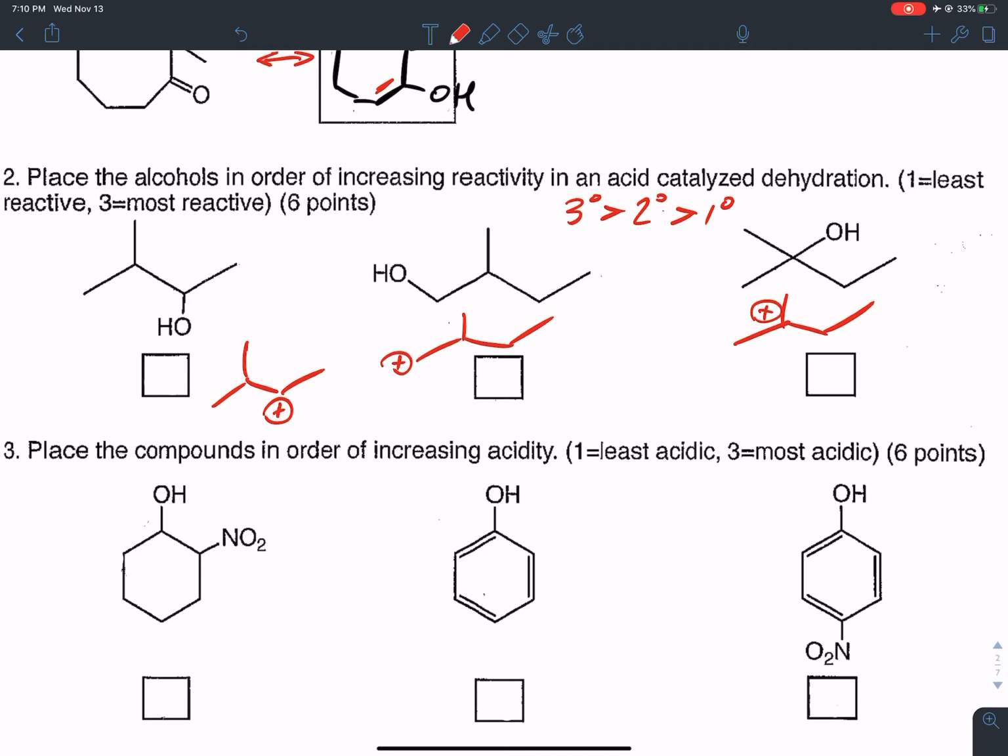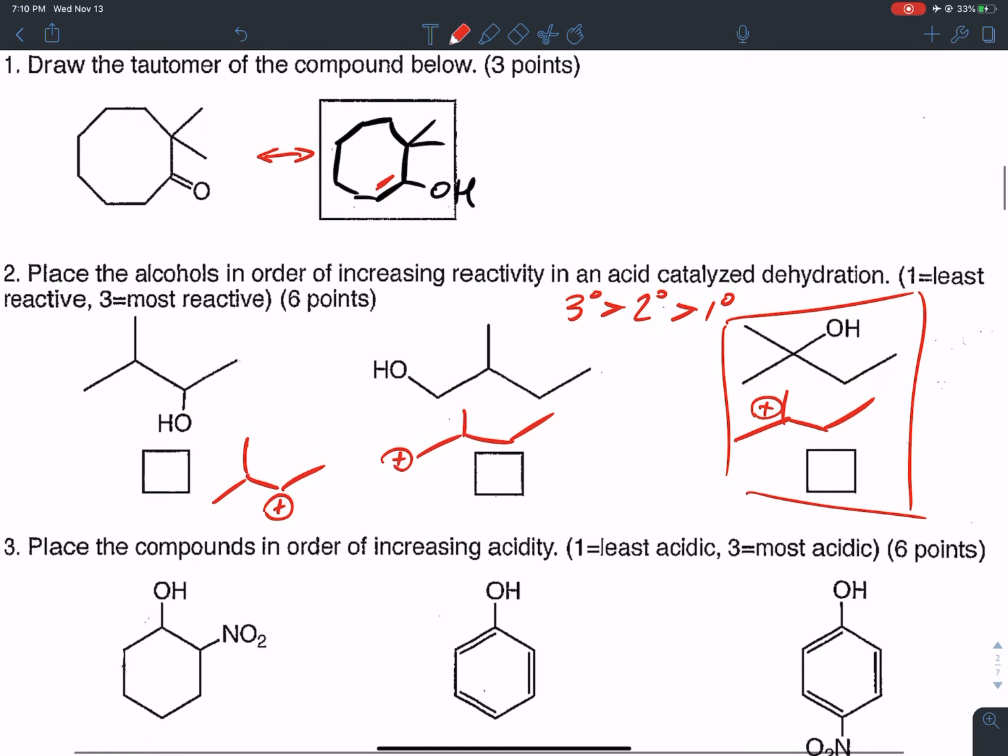So if this tertiary carbocation is the most stable, is it going to proceed through that reaction pathway easier or harder? It's going to be easier. If it has a more stable intermediate, it'll more likely proceed through that reaction. If it's less stable, it's going to require a lot more energy to get over the activation energy hump. Does that make sense? Cool.